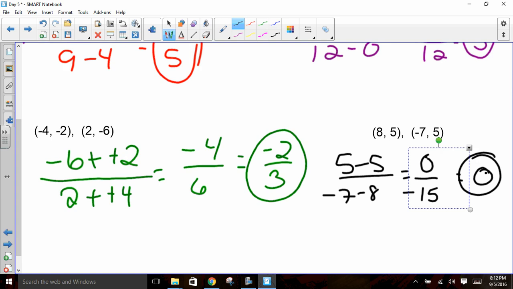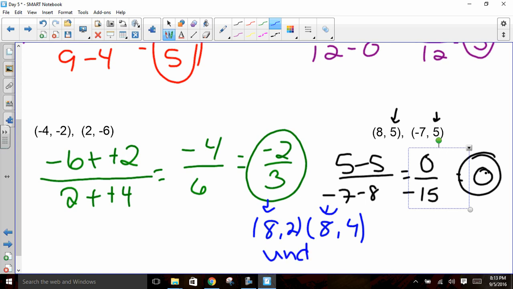Now, you can also notice it would be 0 because what's the same? Well, my y values. We just learned a couple slides ago that horizontal lines have a slope of 0, so if your y values are the same, it must be a horizontal line. Conversely, if you had something that was, say, 8, 2, and 8, 4, that would be a vertical line because your x's are the same, and that slope would be undefined.